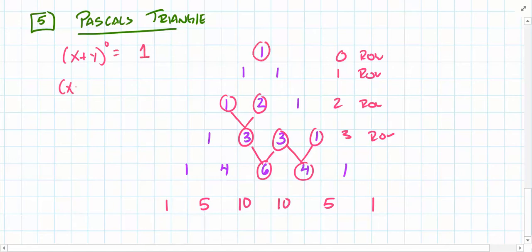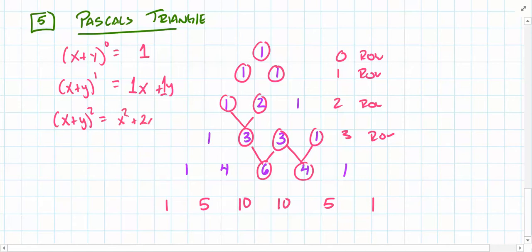Then I asked you what x plus y to the first was, and it was x plus y. Notice there's a 1 in front of the x and there's a 1 in front of the y. Well, there's a 1 there and there's a 1 there. Now check this out. What about x plus y quantity squared? The answer was x squared plus 2xy plus y squared. If I look at the coefficients, I'd get a 1, a 2, and a 1. Oh my gosh, there it is, a 1, a 2, and a 1, right?